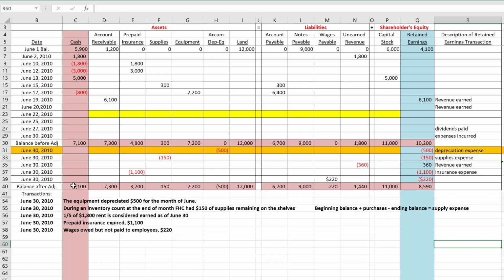So let's just make sure that the numbers actually equal. The assets you see is $36,950. Our liabilities plus stockholder equity is also $36,950. So we are in balance. Now that we have the balances after the adjustments, we're now going to be able to create the balance sheet, the statement of stockholder equity, and the income statement.